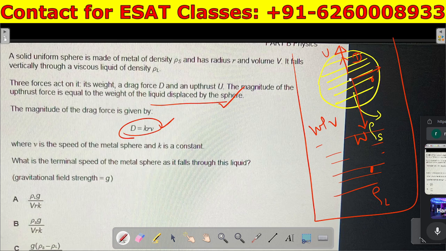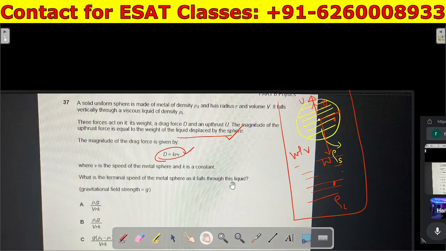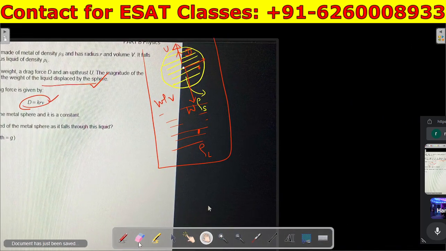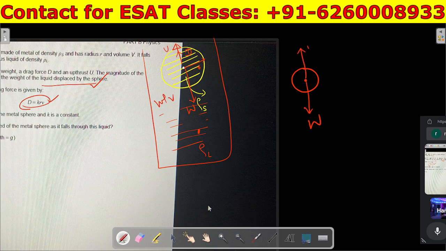So do you know what the terminal speed is? The terminal speed means when the forces are balanced, when equilibrium gets established, then what will be the speed, right? So let us try to solve this. We have to find the speed. So let's see. W is downward, upthrust is upward, and drag force is also upward. Let us find these forces first.